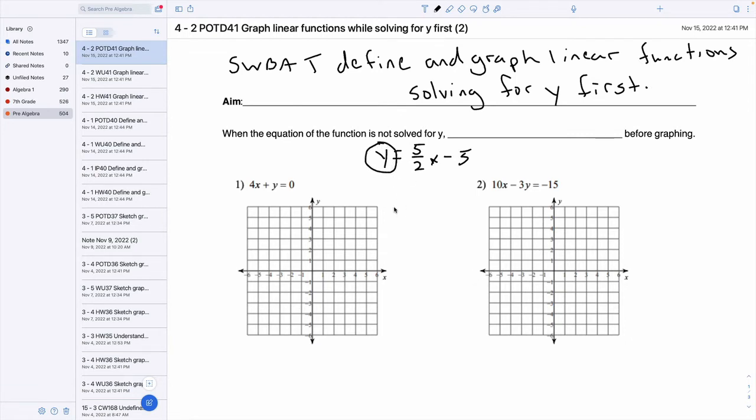Oh, so the y is isolated, and this doesn't have y isolated. Any ideas of what I might do to graph number 1? I'll take a silent hand. Mackenzie. You could subtract y, and you'll end up with a negative y over here. That could work. Any other ideas? We're starting to get there, Avery. You could also subtract 4x. That would leave y positive.